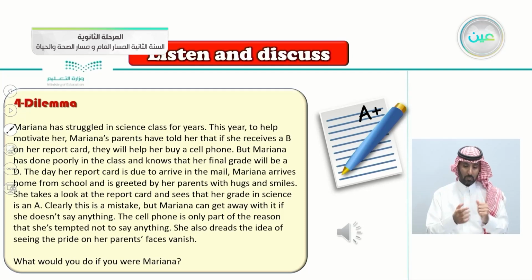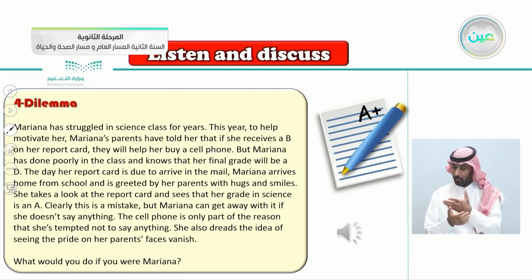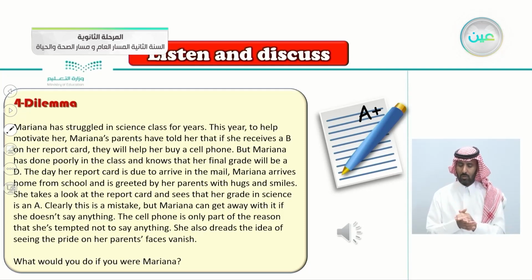by her parents with hugs and smiles. She takes a look at the report card and sees that her grade in science is an A. Clearly this is a mistake, but Mariana can get away with it if she doesn't say anything. The cell phone is only part of the reason that she's tempted not to say anything. She also dreads the idea of seeing the pride on her parents' faces vanish. What would you do if you were Mariana?